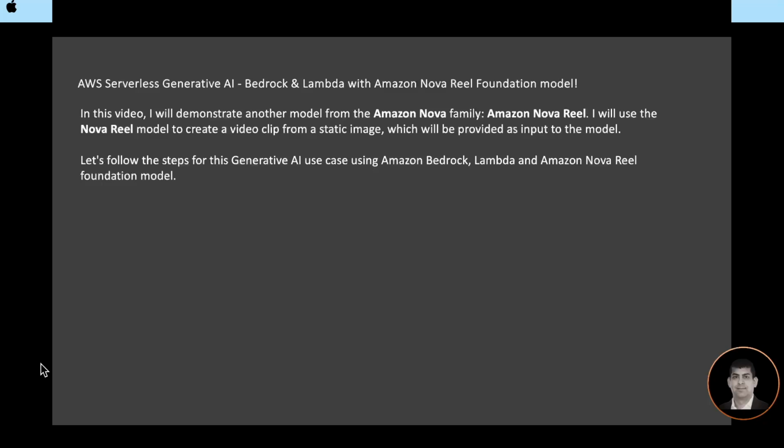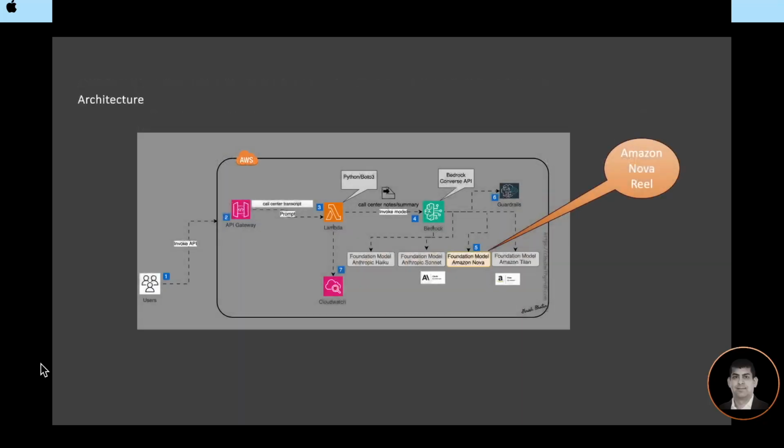In this video, I will demonstrate another model from the Amazon Nova family, Amazon Nova Reel. I will use the Nova Reel model to create a video clip from a static image, which will be provided as input to the model. Let's follow the steps for this generative AI use case using Amazon Bedrock, Lambda, and the Amazon Nova Reel foundation model.